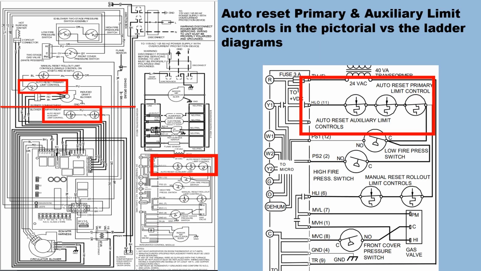Auto reset primary and auxiliary limit controls in the pictorial versus the ladder. Here's our primary and here's our autos. Our primary is actually this one right here, and the autos are these two. And here's a blown up version of that, so you see it a little better. There's your primary, and here's your 2 autos. And the limits are automatic reset anyway.